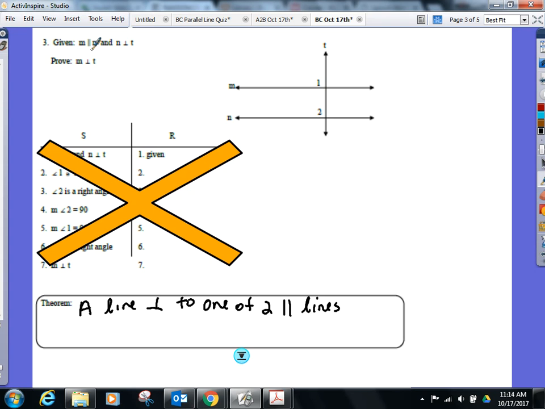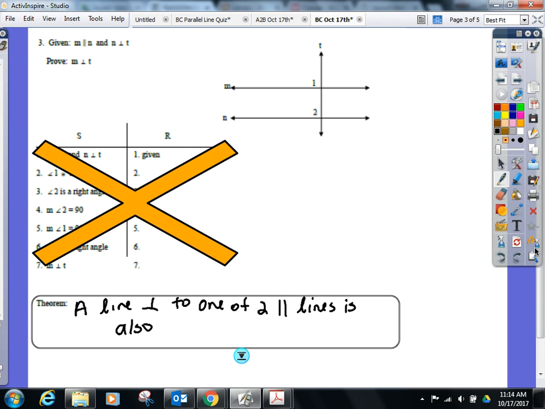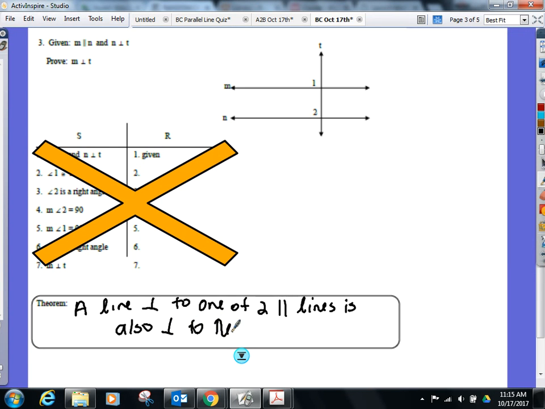Okay, then what do I know then? A line perpendicular to one of two parallel lines is also, T is also perpendicular to M. How can I describe what M is? It's the other parallel line. Everyone see that? M is the other parallel line up here. So again, a line perpendicular to one of two parallel lines is also perpendicular to the other parallel line. It's wordy. That's why it's so hard to understand.